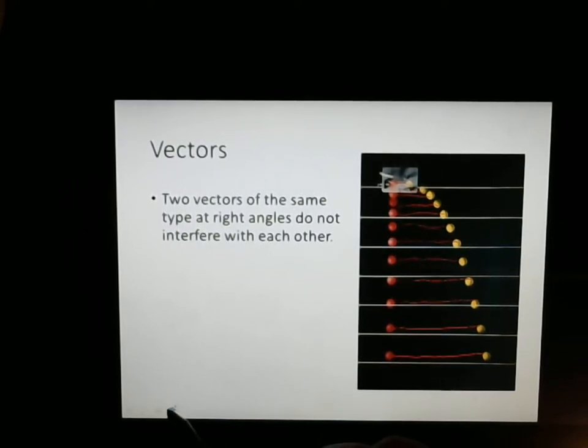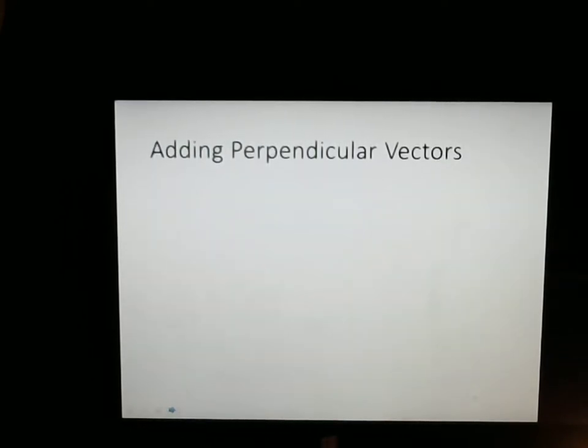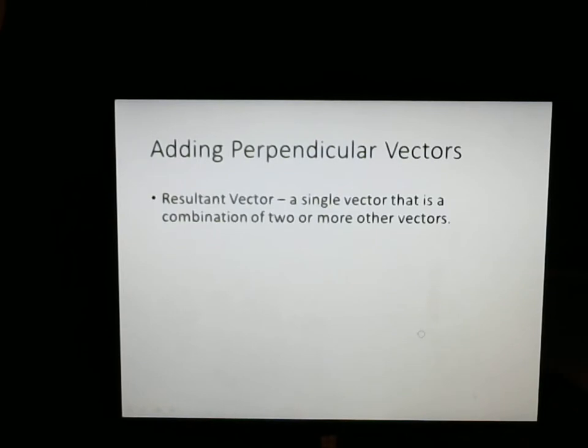Okay, let's get into the skills part. So we need to add perpendicular vectors. Now I'm going to cover it the same way the text does. When we add two vectors at right angles, we get what is called a resultant vector. This is a terminology word from the syllabus, so something you can expect on your final exam, and it means the following: a resultant vector is a single vector that is a combination of two or more other vectors.